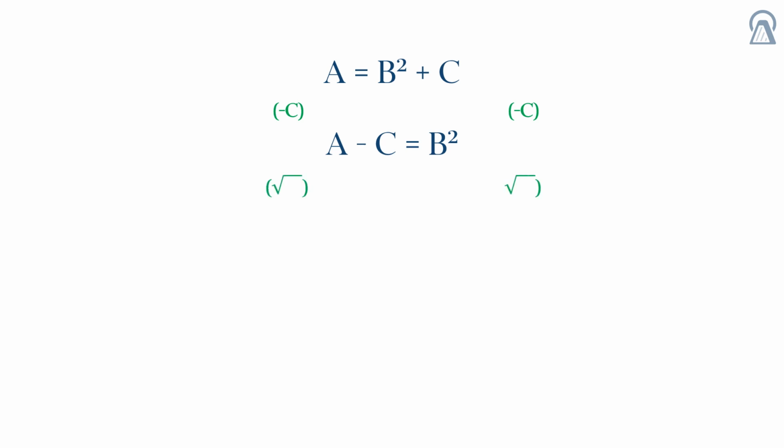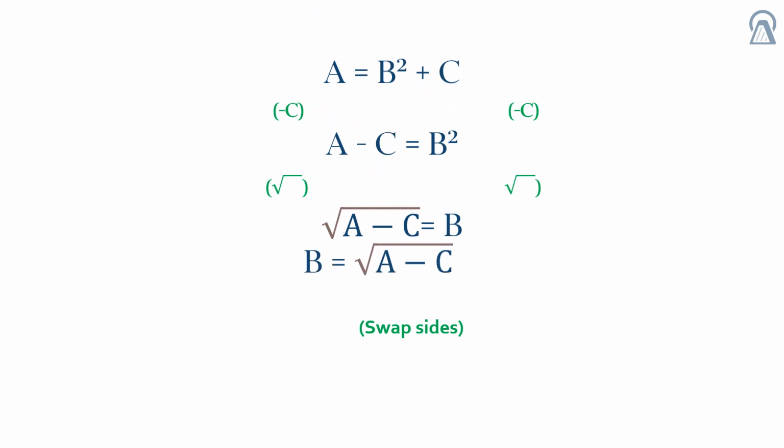Step 2. Take the square root of both sides to isolate B. So, we get the square root of A minus C is equal to B. Fantastic work! You've successfully rearranged the formula to make B the subject, even with a square number involved.